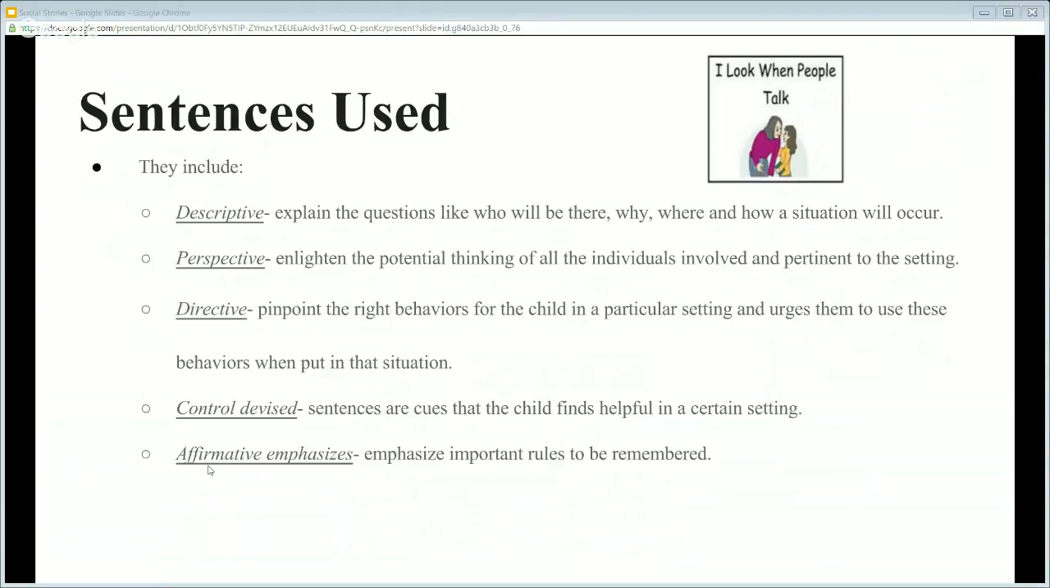Then there are perspective sentences, and those enlighten the potential thinking of all individuals involved, and they are also very pertinent to the specific setting. An example of this would be, many students like to eat their lunch with others.